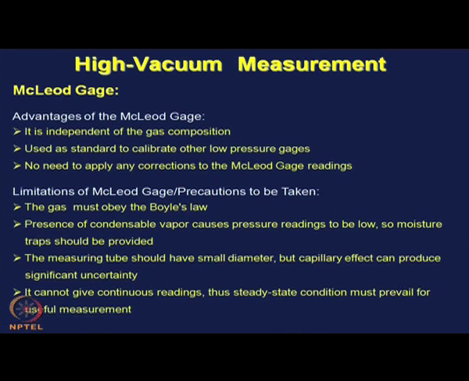So, there should not be any condensable vapor present, because condensable vapor occupies much more volume when it is a gas, but the volume becomes extremely small when it becomes liquid. So, the presence of condensable vapor may cause great uncertainty in the reading. To avoid this, we must provide moisture taps.